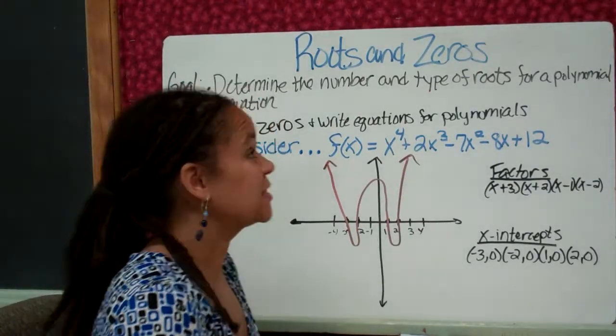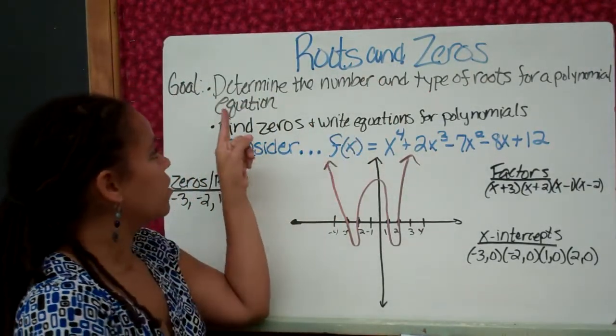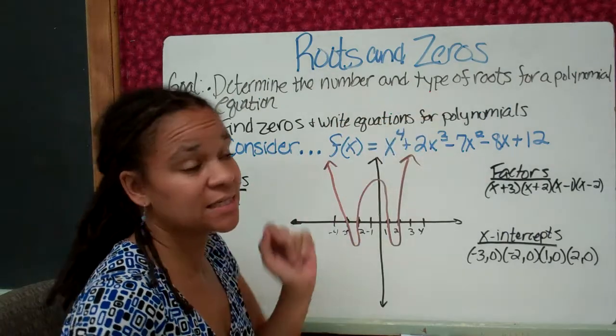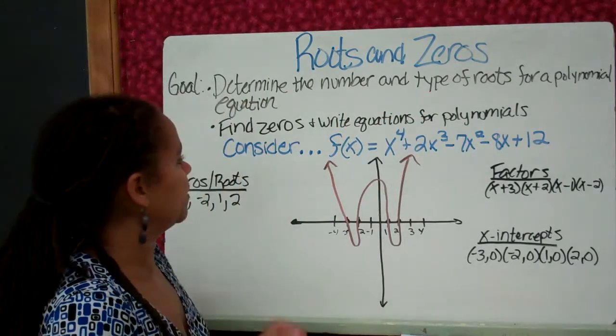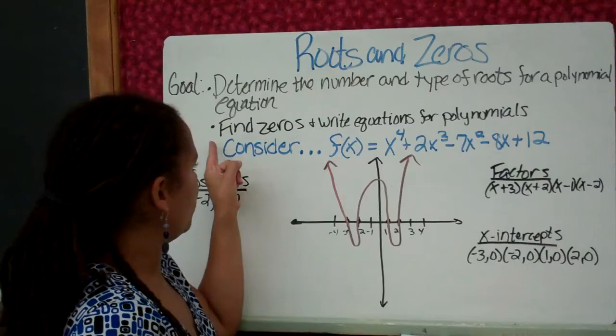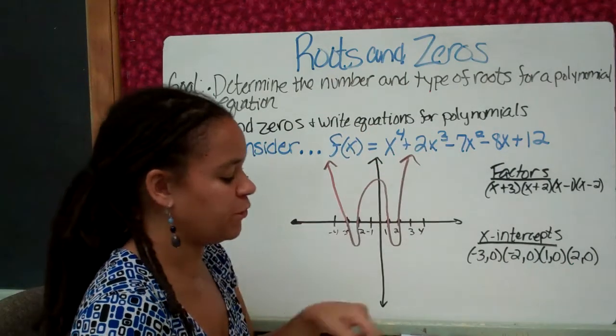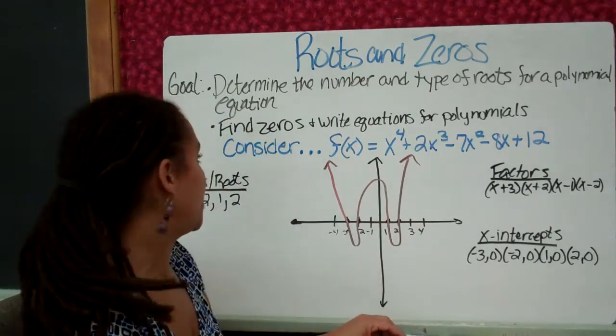Hi, it's Mrs. Pope, and today we're going to talk about roots and zeros. Our goal is to determine the number and types of roots for a polynomial equation. We're going to find zeros and write equations for polynomials. So those are the two main things we're going to do today.